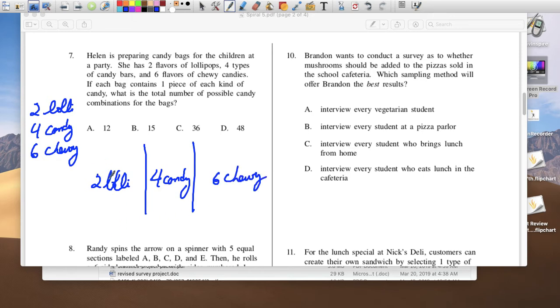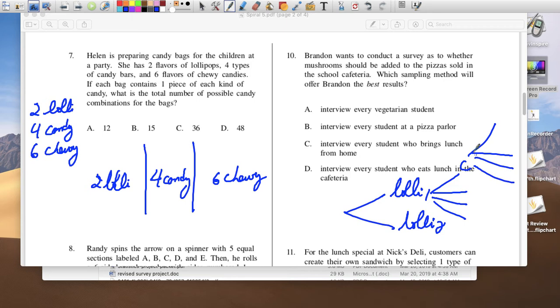Remember, if we made a tree diagram, and let's just say the lollipops were different, it'd be lolly 1, lolly 2, and with each lolly you can have 4 candies. And then with each candy, you can have 6 different chewies. 1, 2, 3, 4, 5, 6, right?